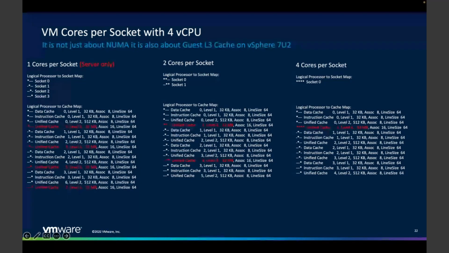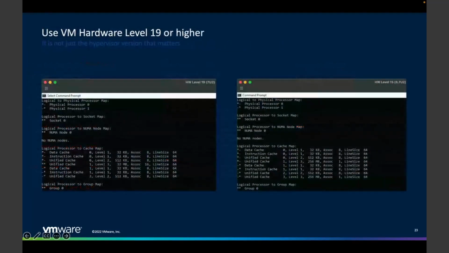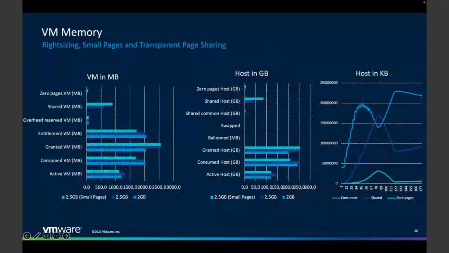Now, to be able to do this, you need VMware hardware level 19 or higher. If you take an earlier version, like I showed here, it shows you the total amount of cache of the whole CPU, which is like 256 megs. And with 7U2, you get the correct 32. You can do this by setting the cores per socket. For time, I'll skip the VM memory as well.